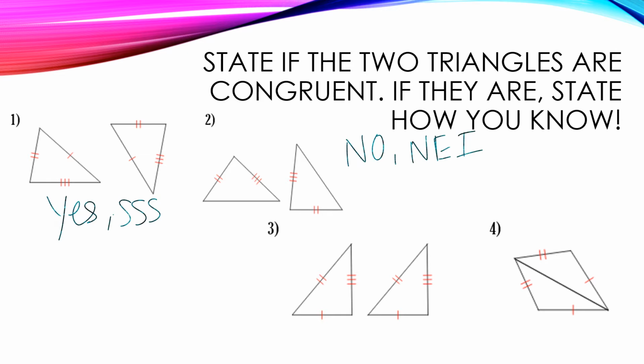Number 3, you have 3 congruent sides in both triangles, so that would be yes, so by side, side, side. And then number 4, so again, we have this line in the middle here that's in common, so this would be congruent to itself by the reflexive property. So yes, those are congruent by side, side, side.